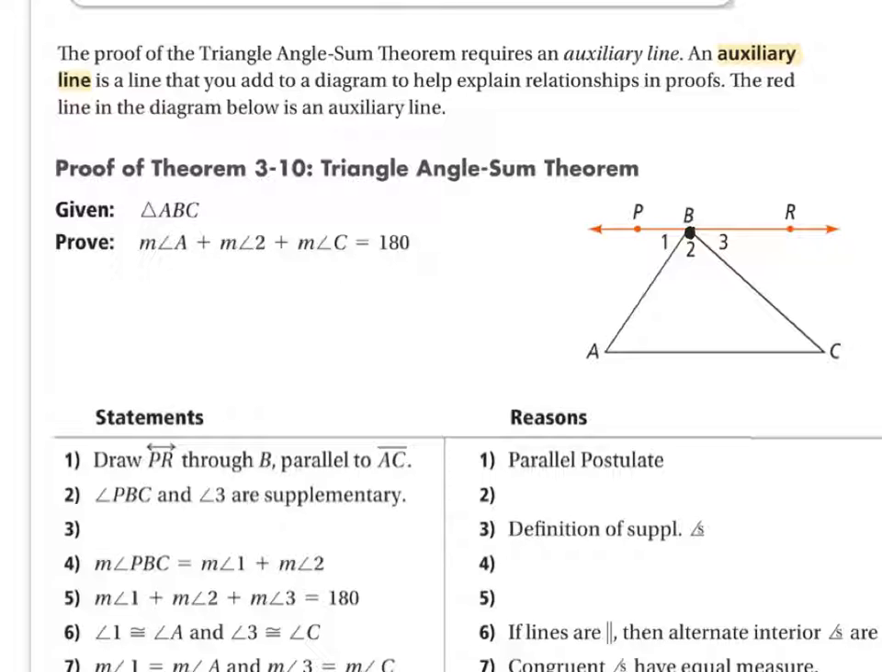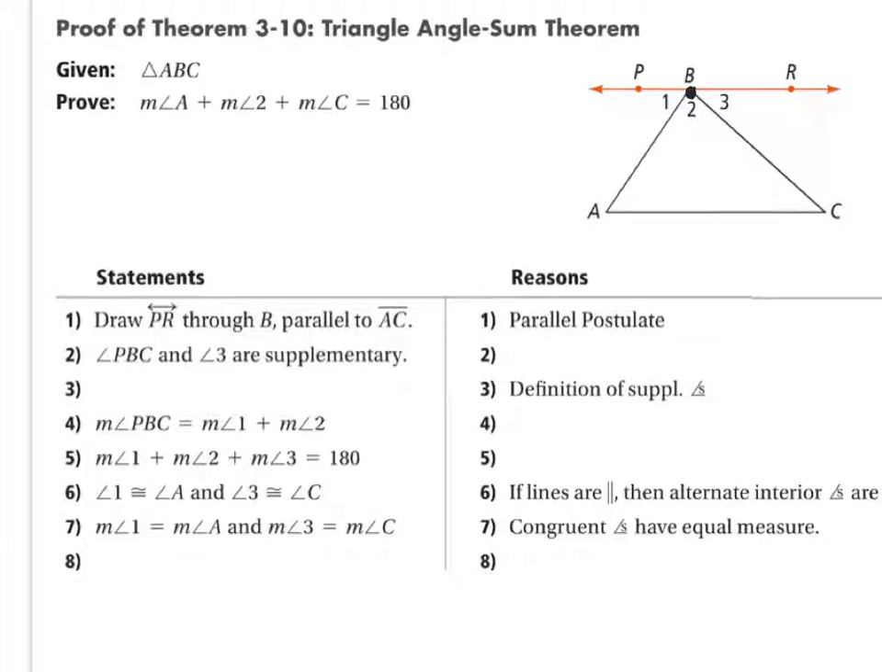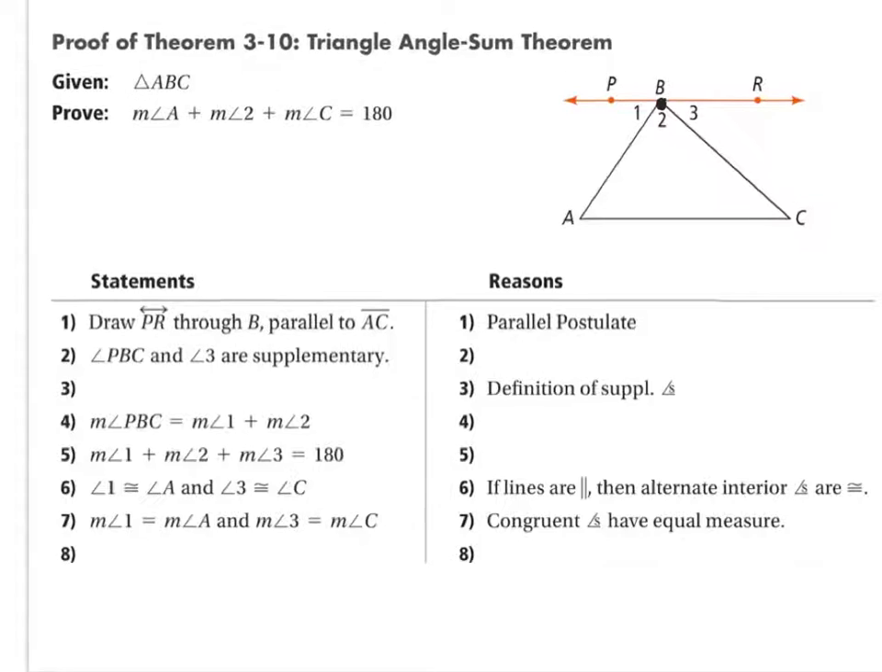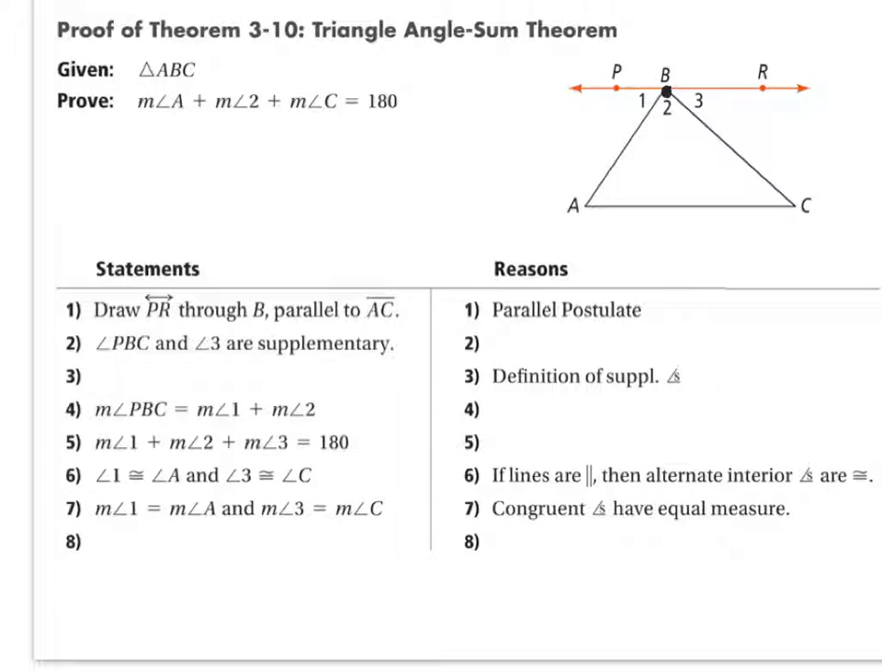So, looking at the proof quickly, first off, I would say that they missed a step. So I'm going to add statement 0. Because what's our given? Triangle ABC. Well, we need to state in our proof that triangle ABC is there. So we are given triangle ABC.